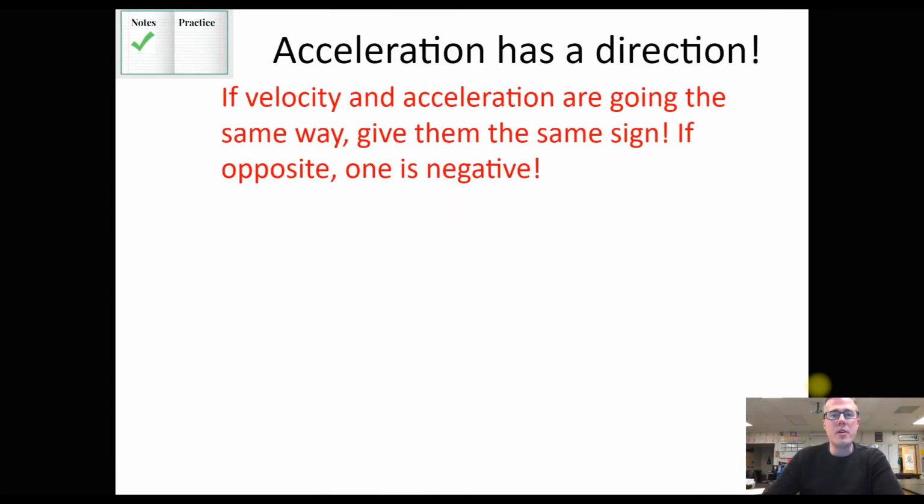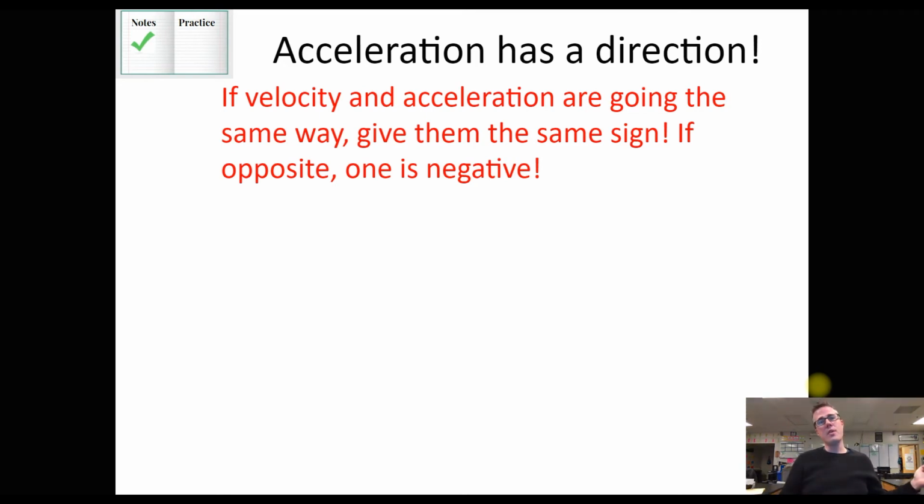We need to add a little bit more to your notes about this topic. So acceleration has a direction too. So just like velocity had a direction and momentum had a direction, acceleration has a direction also. So let's cover that next. So I have on the screen the next note I want you to add to your notes side. And it says, if velocity and acceleration are going the same way, give them the same sign. If it's opposite, one is negative.